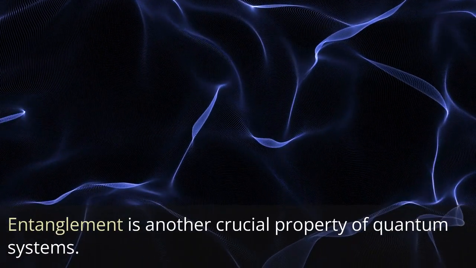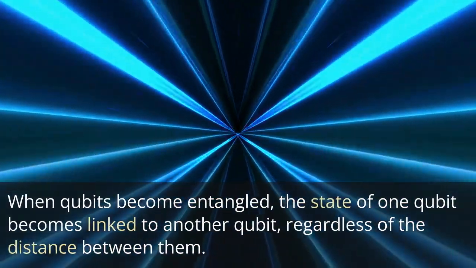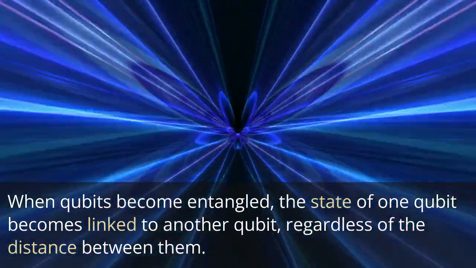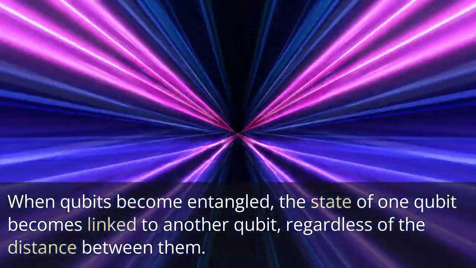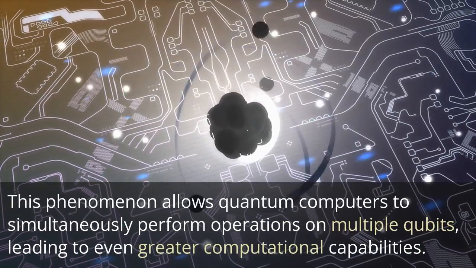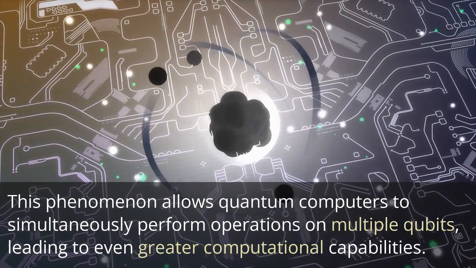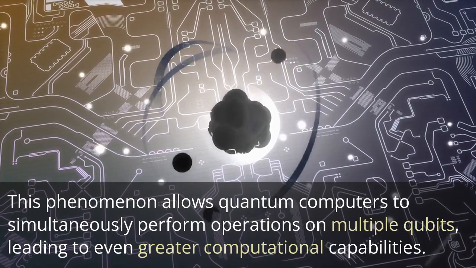Entanglement is another crucial property of quantum systems. When qubits become entangled, the state of one qubit becomes linked to another qubit, regardless of the distance between them. This phenomenon allows quantum computers to simultaneously perform operations on multiple qubits, leading to even greater computational capabilities.